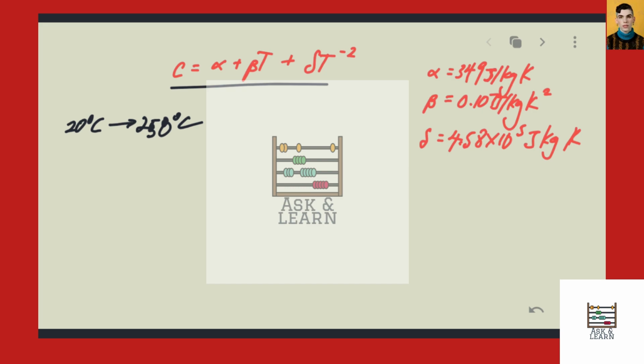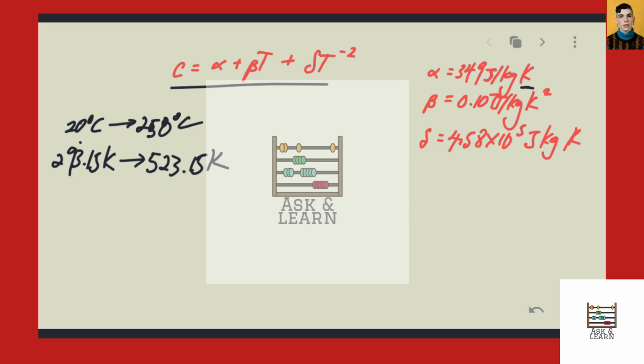Now this formula has our temperature in terms of kelvins, right? So we're going to convert this into kelvins just in case. 273.15 plus 20 degrees is 293.15 kelvins, to 523.15 kelvins. So these are the temperature limits that we are trying to find.